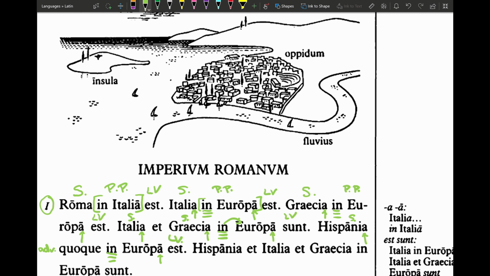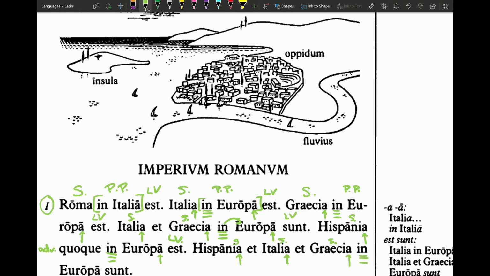Okay, look at the next sentence. Hispania et Italia et Graecia in Europa sunt. Look what happened. There's a change that happened again. How many subjects do we have? Look at all your nominative endings. So we have one here, and one here. All these are subjects.